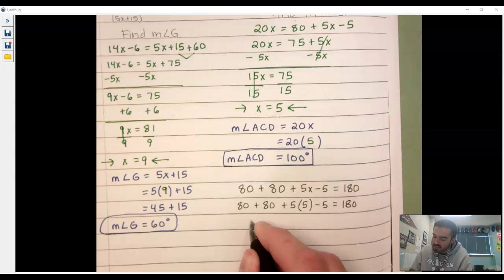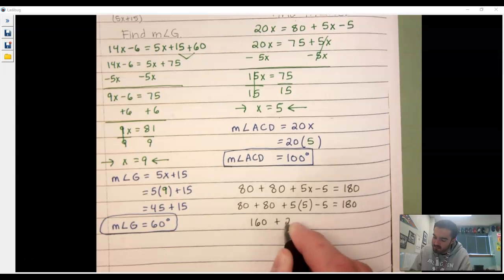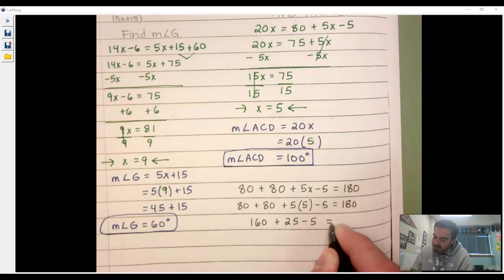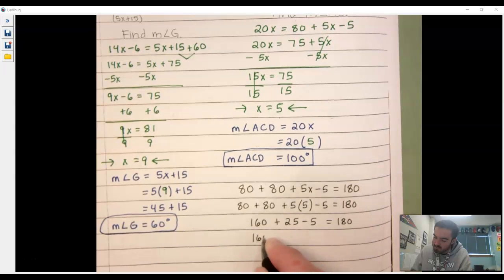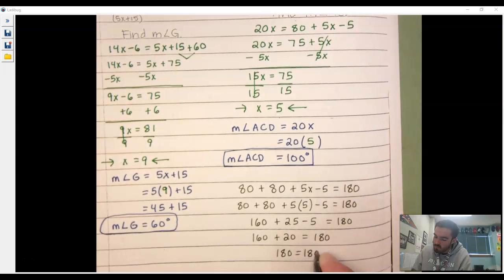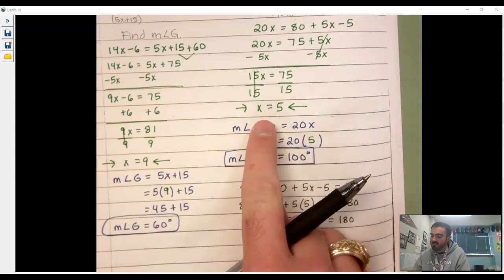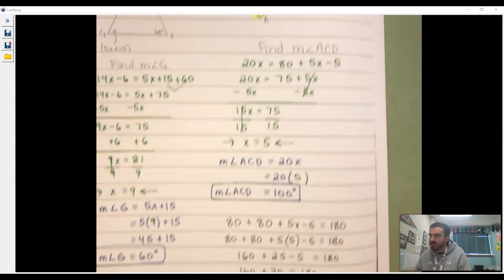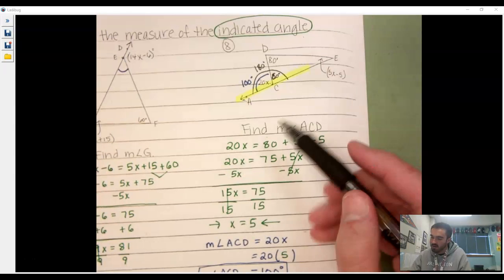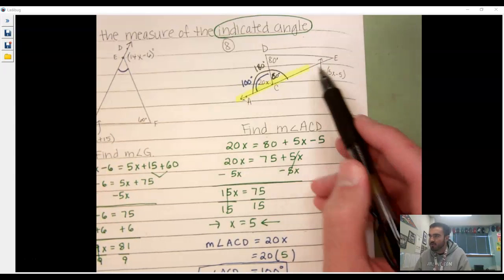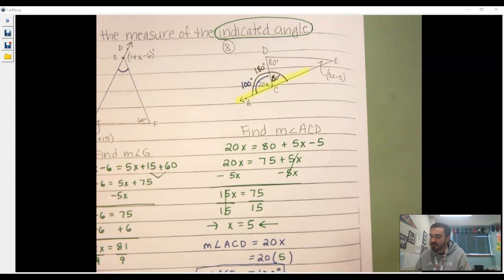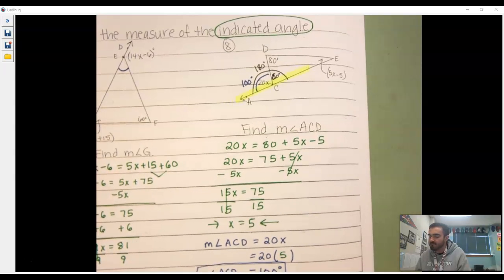This would be 160 plus 25 minus 5 equals 180. 160 plus 20 equals 180. 180 equals 180. What? We did it! So that means that this answer was correct and this answer was correct, because the sum of our triangle angles here added up to 180 degrees. So we did it right.